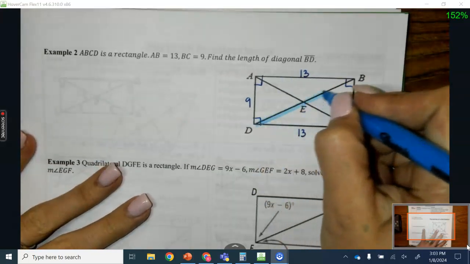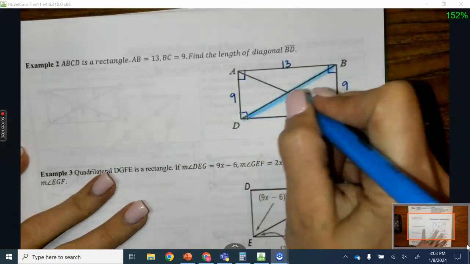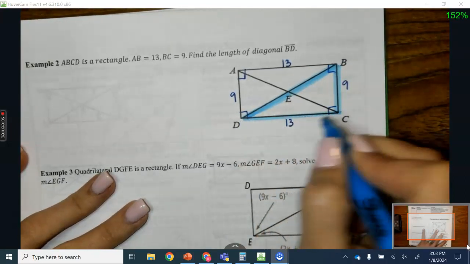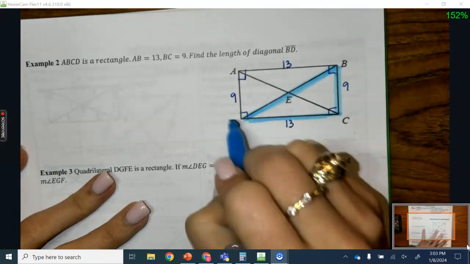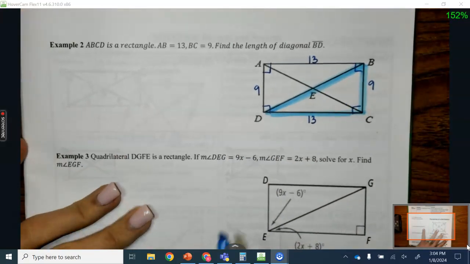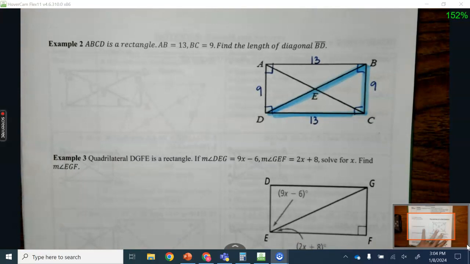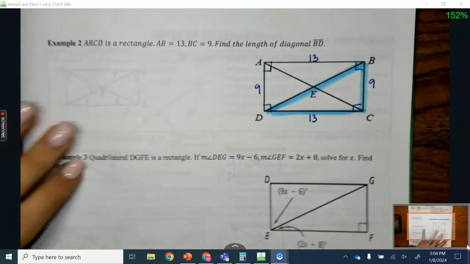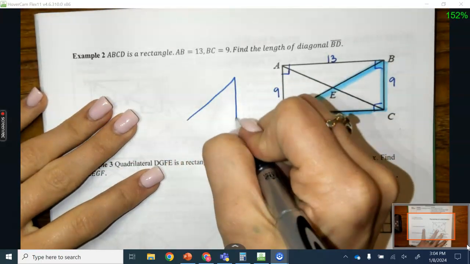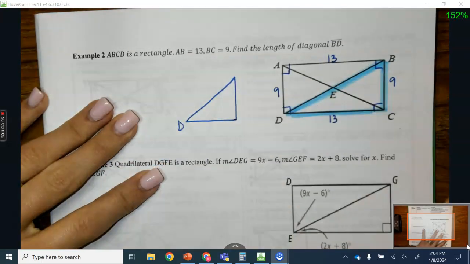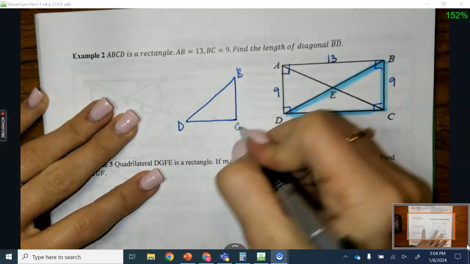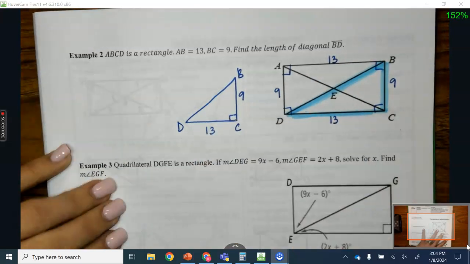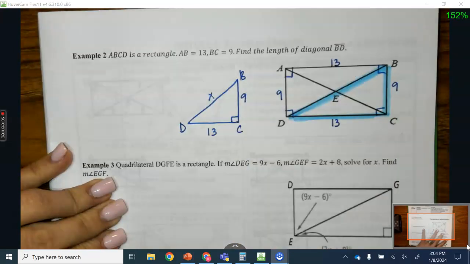Okay, DB. Look at this diagonal DB, the side BC, and the side DC create, or even DB with AD and AB. We have a right triangle here, right? There's 4 right angles. So this diagonal, this side, and this side form a right triangle, right? I'll draw it out here. Here's point D, here's point B, here's point C. We had side BC, and we had side DC. So they want to know, what is DB?